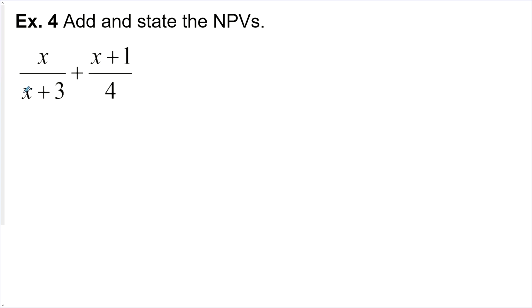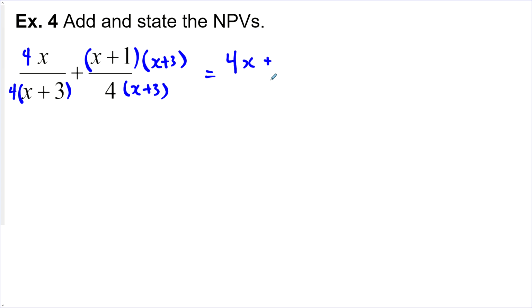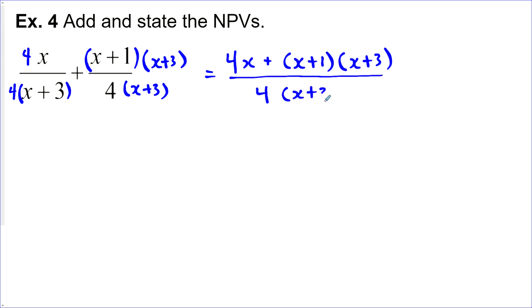For this one, this has an x plus 3 family, and this one doesn't. So let's multiply the denominator and the numerator by x plus 3. Don't just write it beside, because then it just looks like we're multiplying by the 1. You need the brackets around each binomial. This one has a 4, and this one does not have a 4. So let's multiply numerator and denominator by 4. Now we can rewrite this all over the common denominator. We have 4x plus x plus 1, x plus 3, all over 4 times x plus 3.